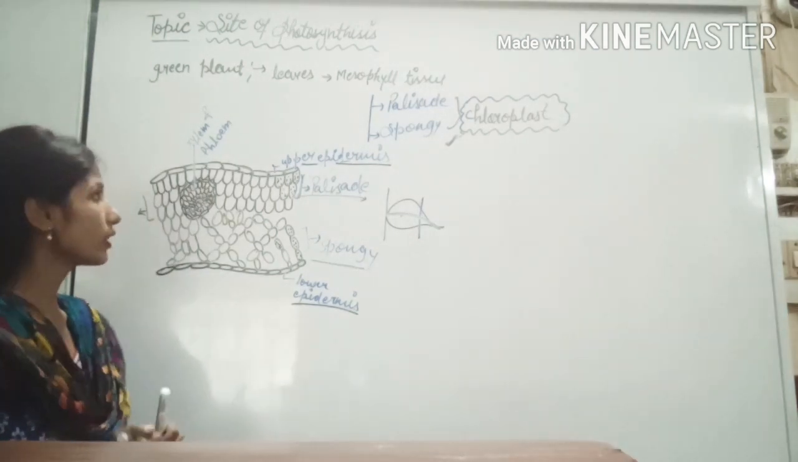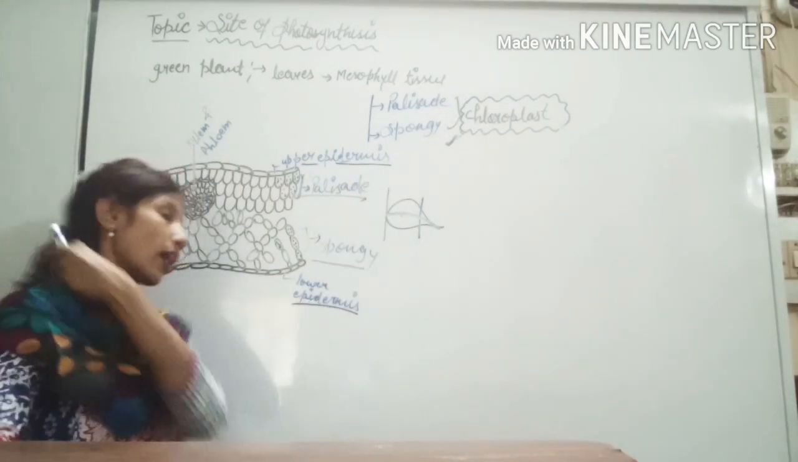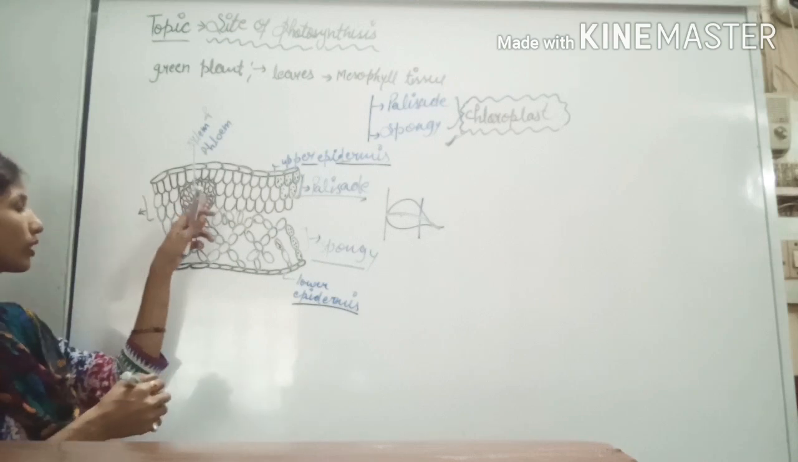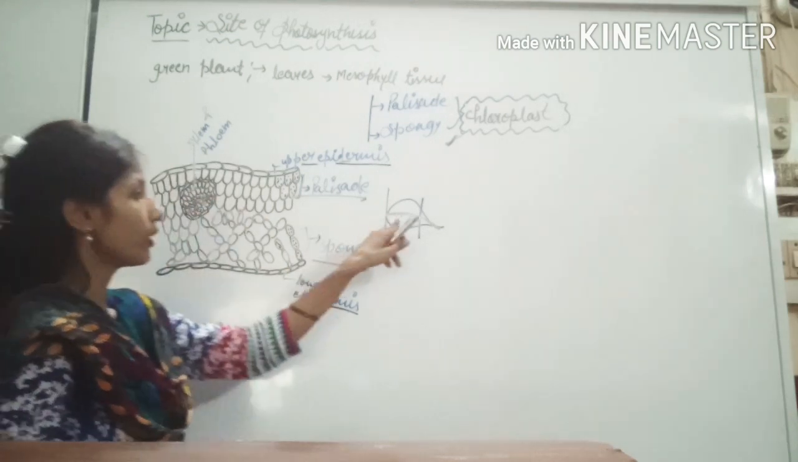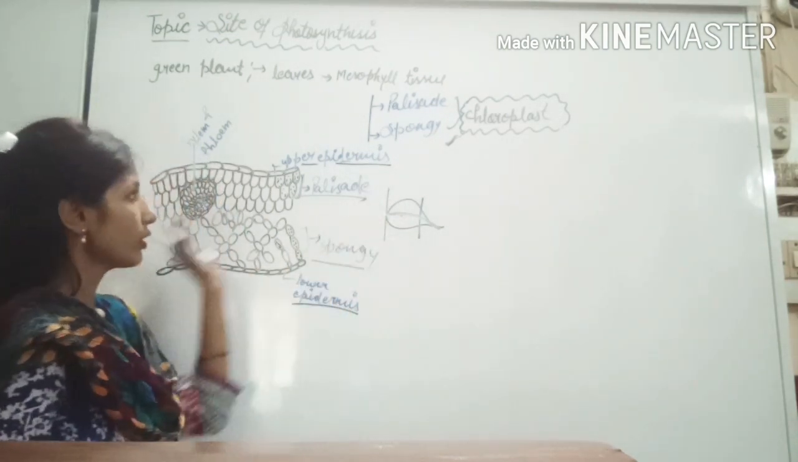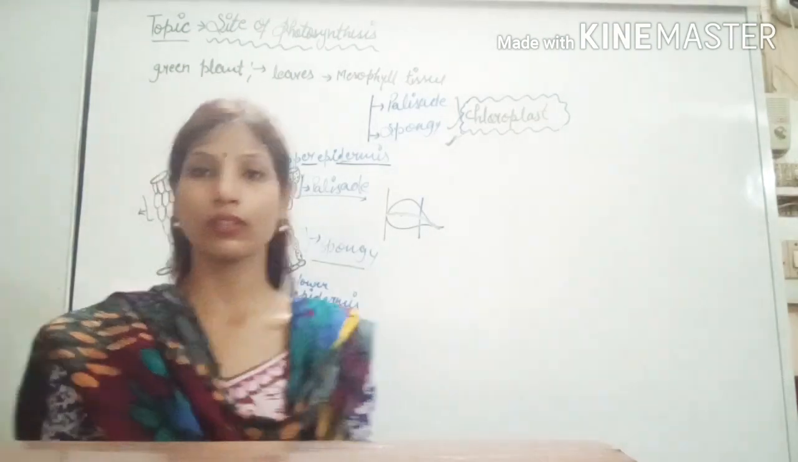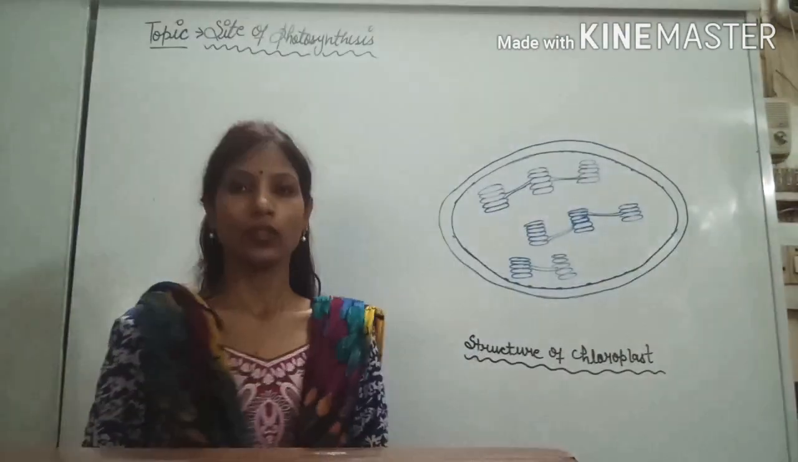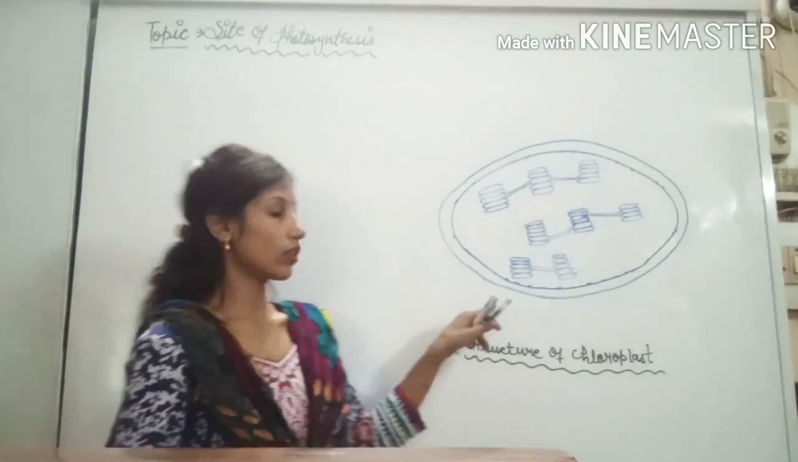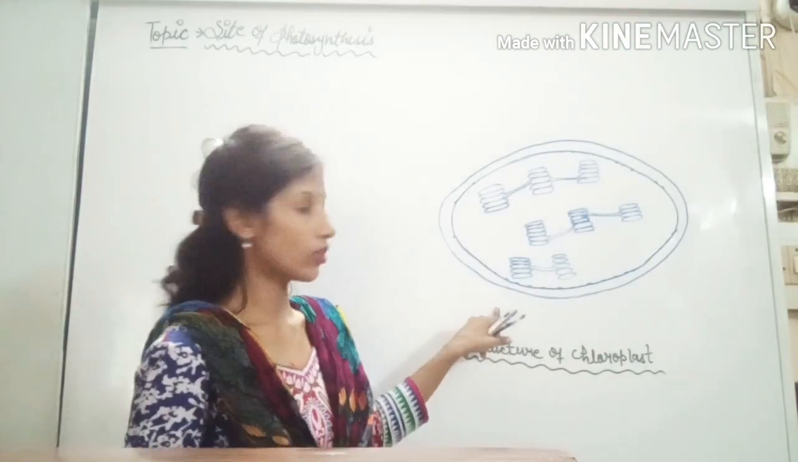Now we will discuss one more thing we have left, that is the xylem and phloem. Yes, exactly the midrib portion, right? So we will discuss the chloroplast by a rough diagram. Yes, so here is a rough diagram of the chloroplast.